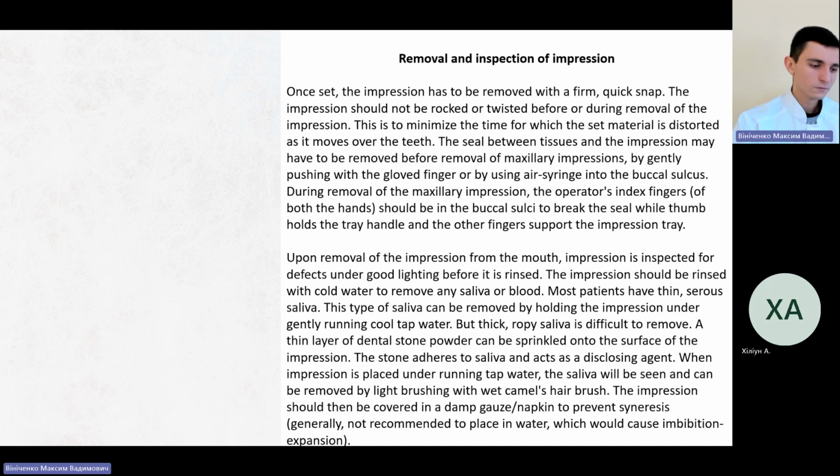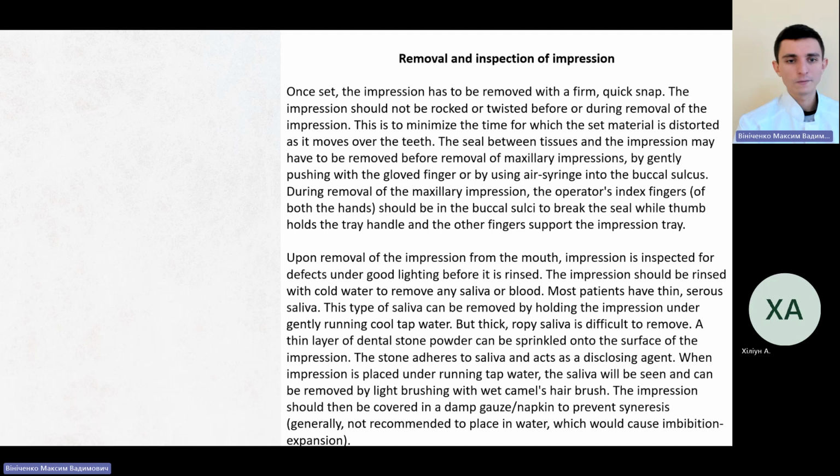Removal and inspection of impression. Once set, the impression has to be removed with a firm, quick snap. The impression should not be rocked or twisted before or during removal of the impression. This is to minimize the time for which the set material is distorted as it moves over the teeth.